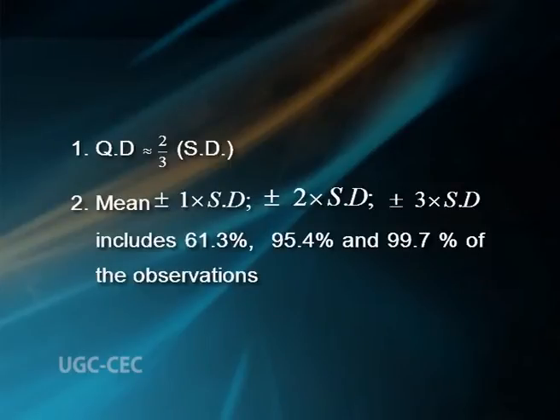Some empirical relations. For almost symmetrical distributions, the following relationships hold. 1. Quartile deviation QD is approximately equal to 2 by 3 into standard deviation SD. 2. Mean plus or minus 1 into standard deviation, plus or minus 2 into standard deviation, plus or minus 3 into standard deviation includes 61.3 percentage, 95.4 percentage and 99.7 percentage of the observations.